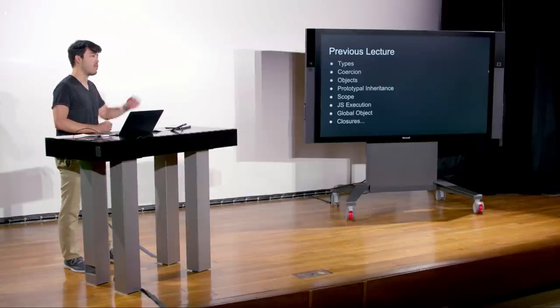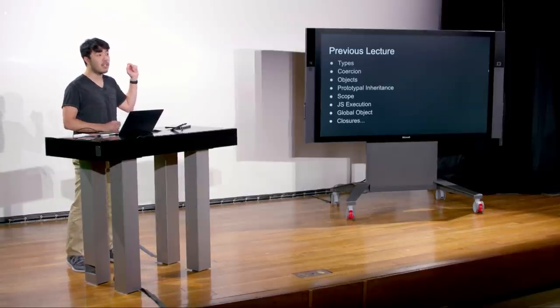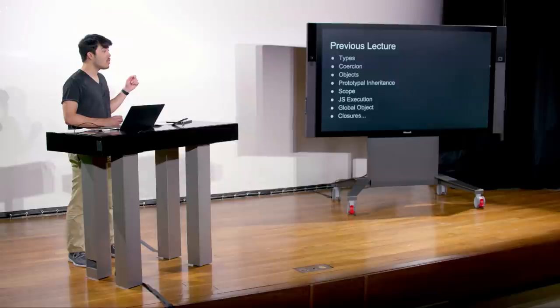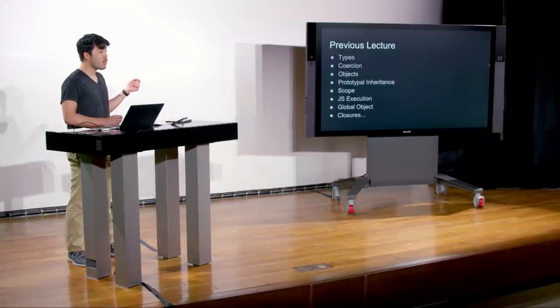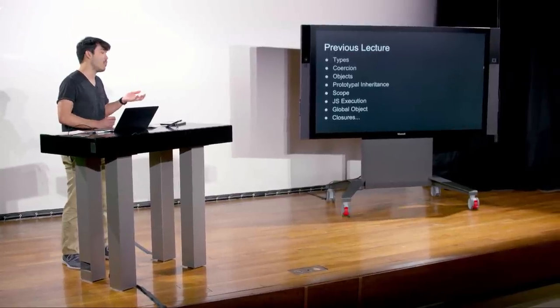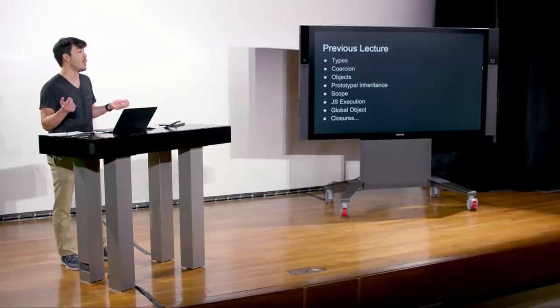Prototypal inheritance. Who can remember what prototypal inheritance was? This was one of the complex topics from last week. Yeah? So the class object has a prototype property. And all of its instances have a proto property that points to that prototype property. Yeah, exactly. It's the process by which a more complex object can have methods and properties. We talked about scope, which is basically how long a variable lives, how JavaScript gets executed, the global object, and then I left you on a cliffhanger about closures.